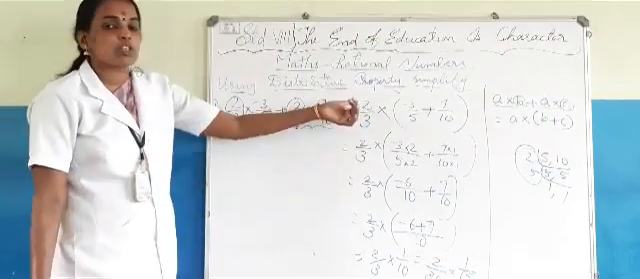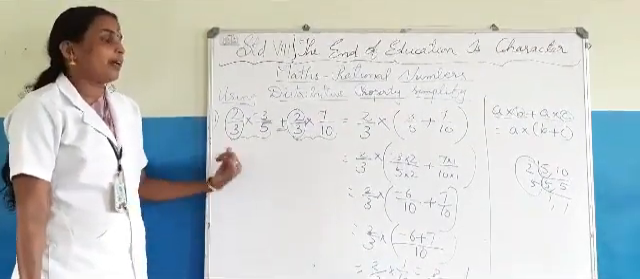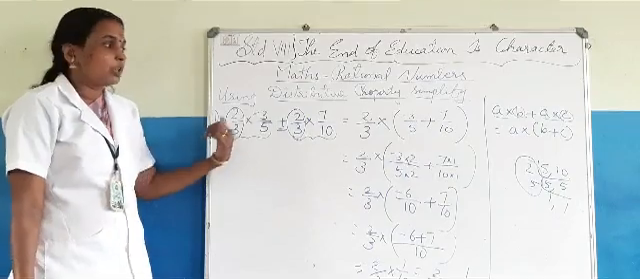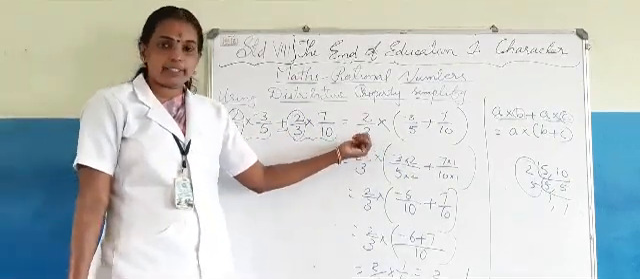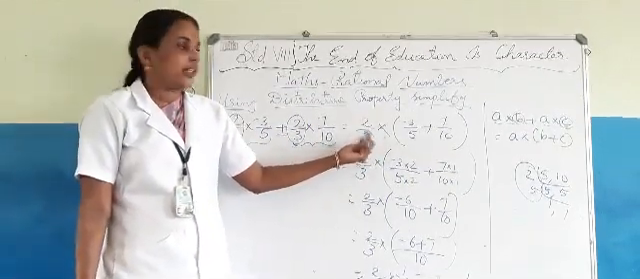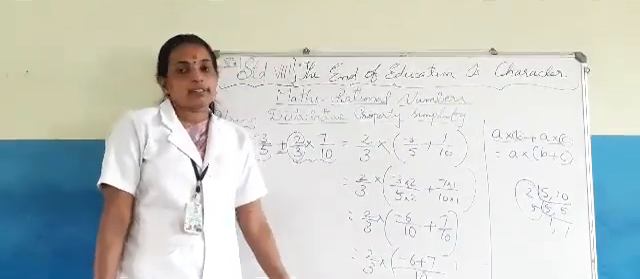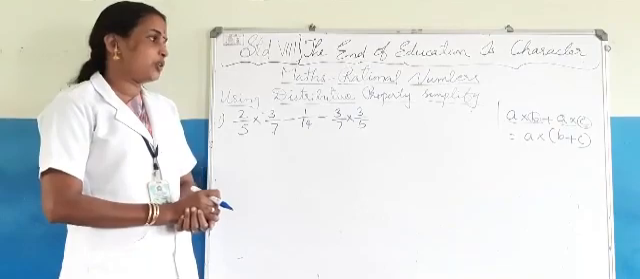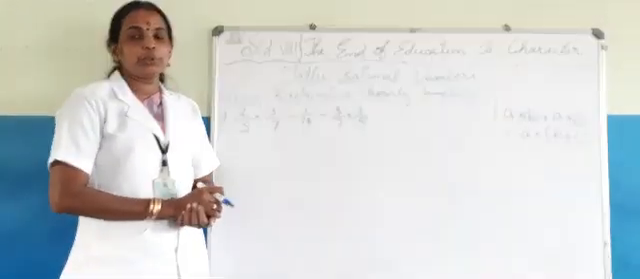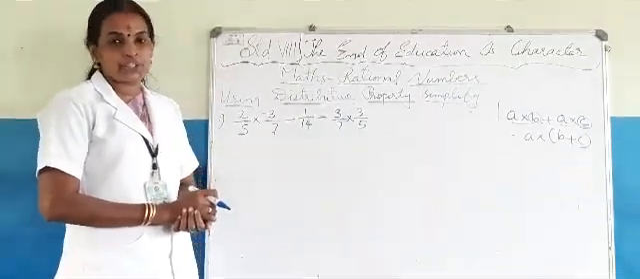Here we applied distributive property. For applying distributive property, you have to take the common factor outside. Then do the operations in the bracket. You will get the answer. Children, now we can do one more question to use properties of rational numbers.